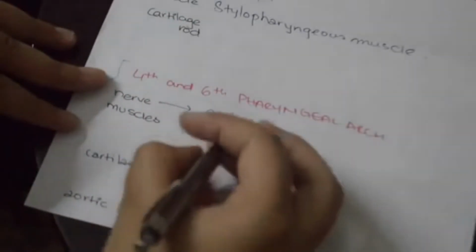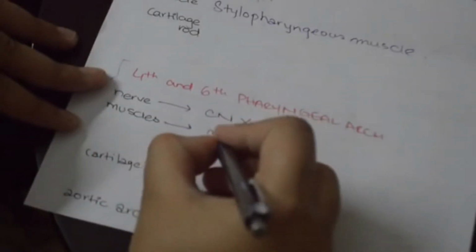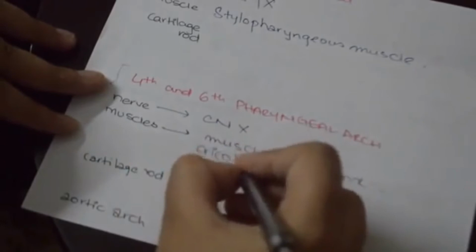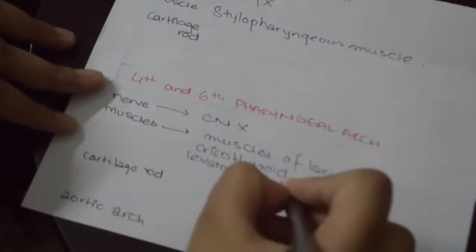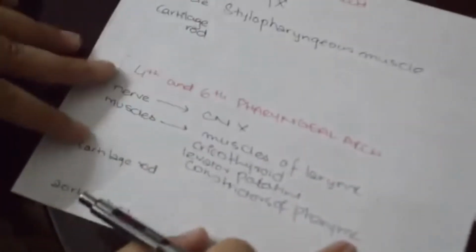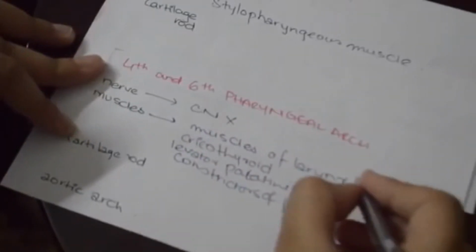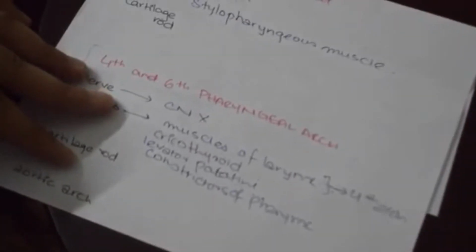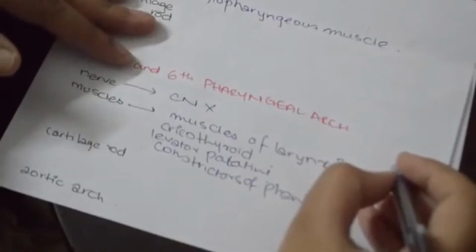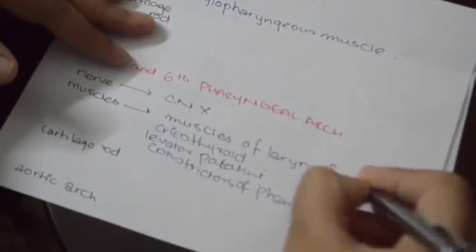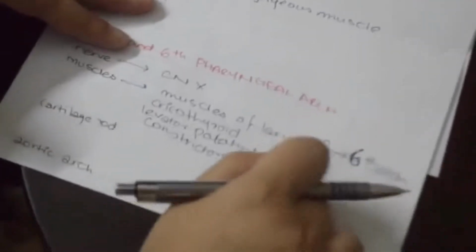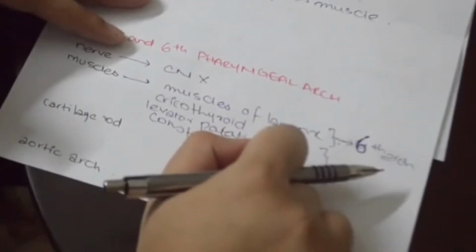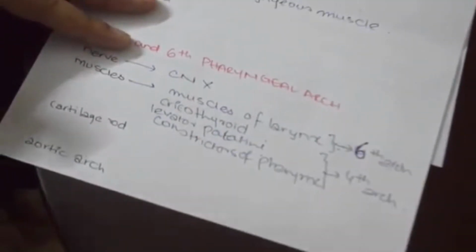The muscles that are derived from here are the muscles of larynx, cricothyroid muscle, levator palatini muscle, and the constrictors of pharynx. And for the people who want to distinguish between them, the muscles of the larynx are derived from the 6th arch, except cricothyroid, which is derived from the 4th arch. And the skeletal muscles of oesophagus are also derived from the 6th arch.